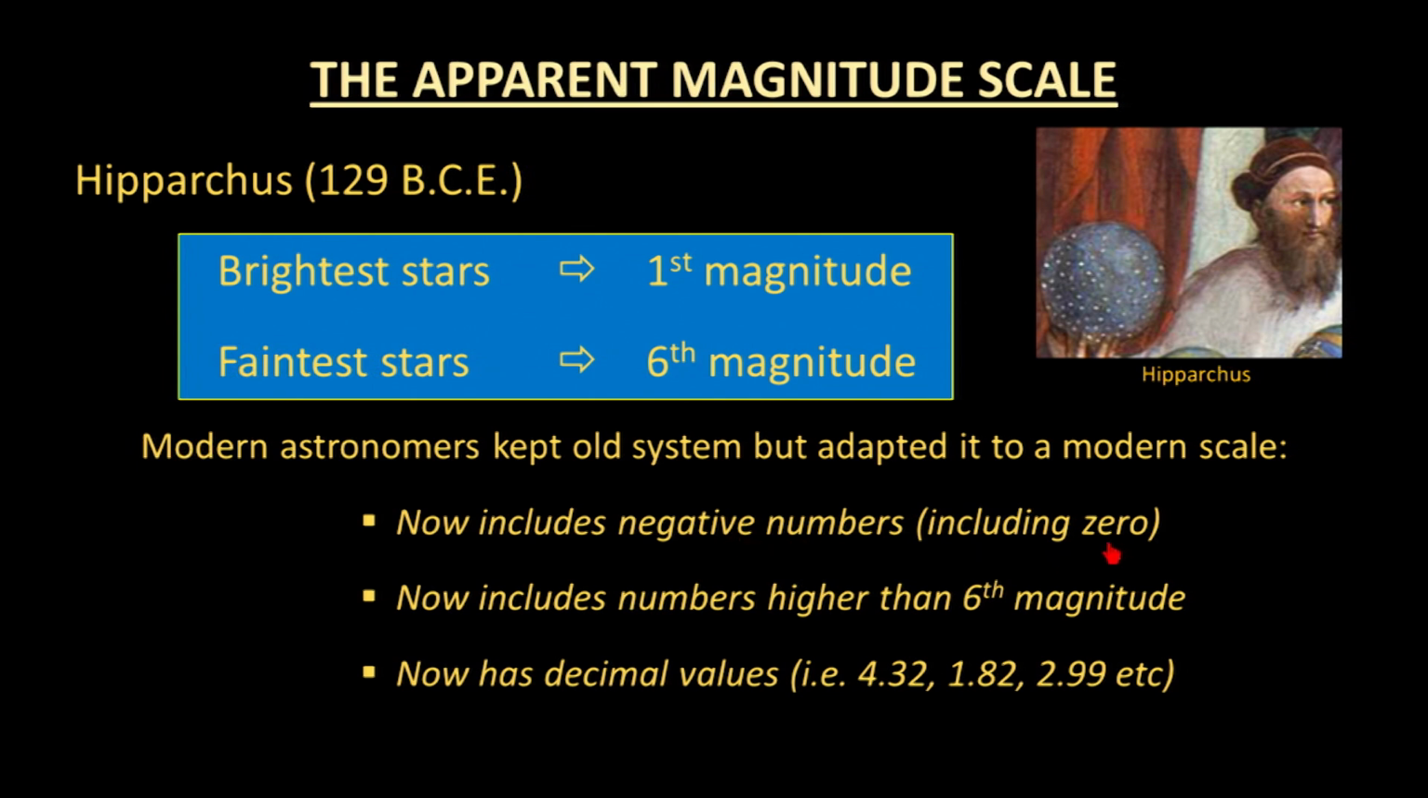Now, this also means we had to include 0. So 0 is an actual brightness, which feels kind of odd. The brightness of an object can be 0, which just seems weird. But there is such a thing as a brightness of 0.